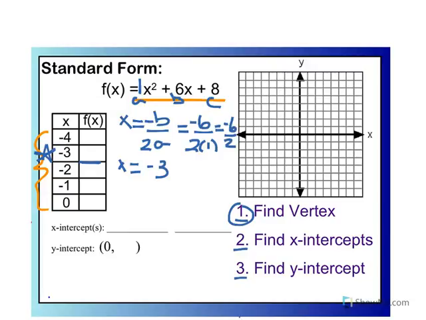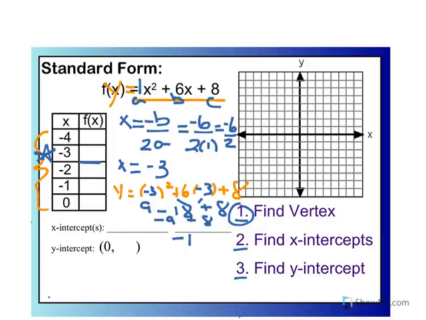Well, the original function said f of x equals, which is the same as y equals. We're going to do y equals x squared plus 6x plus 8. We found that x was negative 3, so we're going to go ahead and sub that negative 3 in wherever there was an x. Negative 3 squared is 2 negative 3s, so negative 3 times negative 3 is a positive 9. 6 times negative 3 is negative 18, and then we'll add our 8. So 9 minus 18 is negative 9. Negative 9 plus 8 is negative 1. So the vertex occurs at the point negative 3, negative 1.